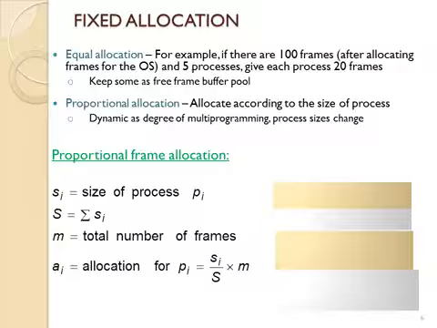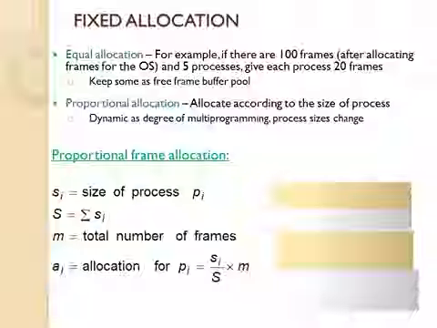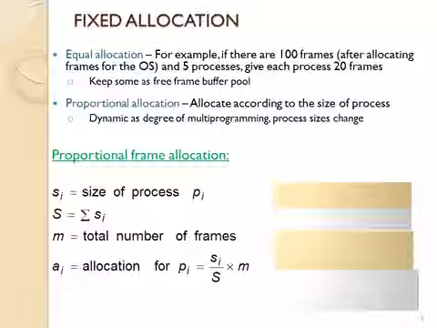M is going to be the total number of frames available, and then for allocation, you're going to allocate per process based on a ratio of the size of the process with the size of all the processes multiplied by the number of frames available. And so it's better to do it than to just talk about it.